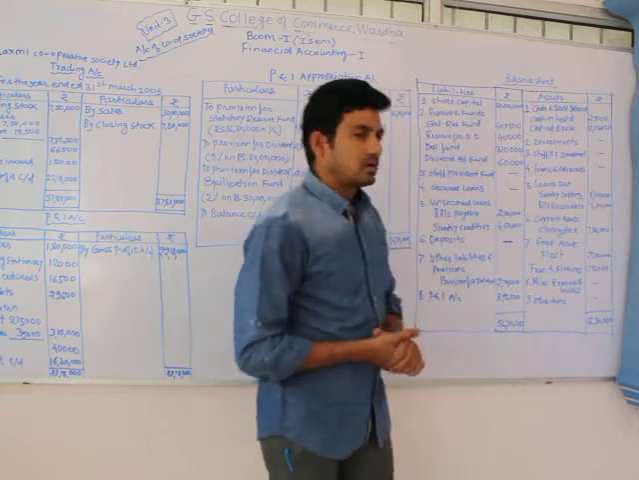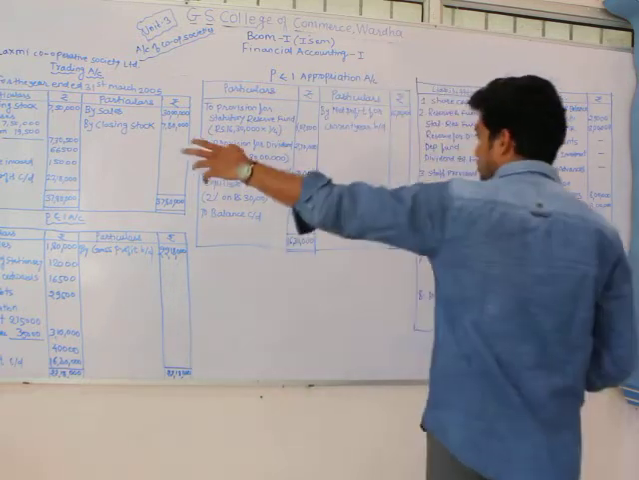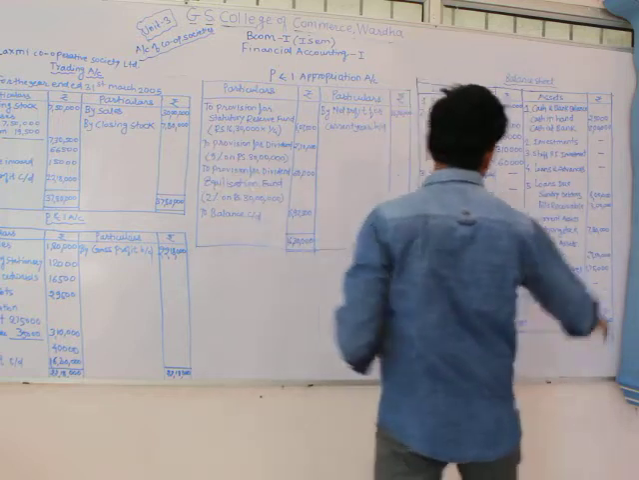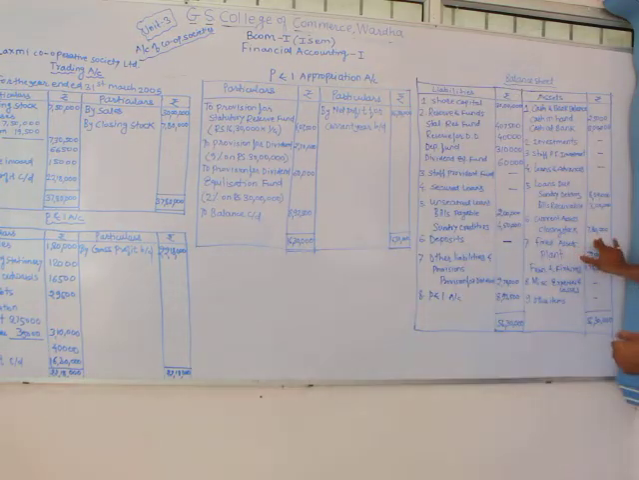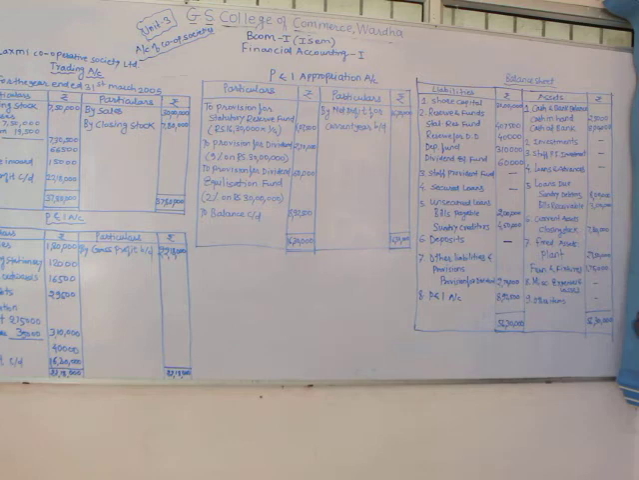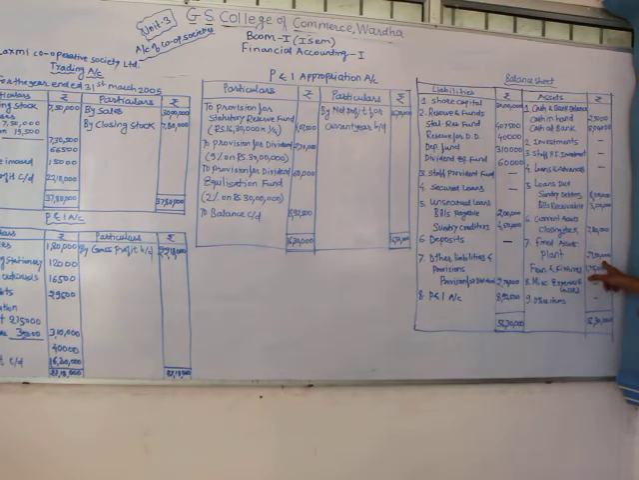Then current assets, closing stock, the second effect of that closing stock, 7,80,000. So we mentioned here 7,80,000. Then there are fixed assets, plant 27,50,000. Furniture and fixtures 1,75,000.